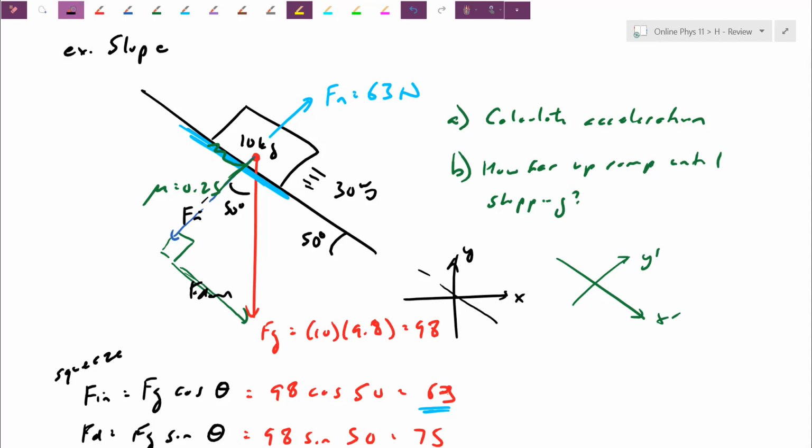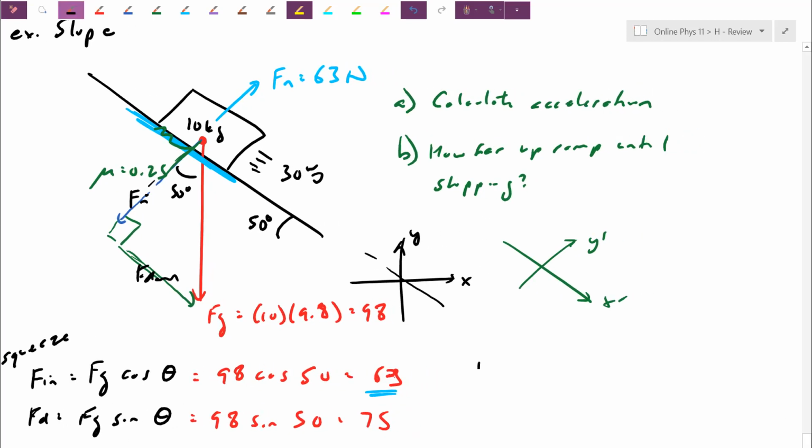Why do we care about Fn? Because then we can calculate Ff. The maximum friction force here is equal to mu Fn. If the mu is 0.25 and the Fn is calculated to be 63, notice it's not all of the 98. The 63 times 0.25, give or take a little bit of rounding, means my friction force maxes out at 16.